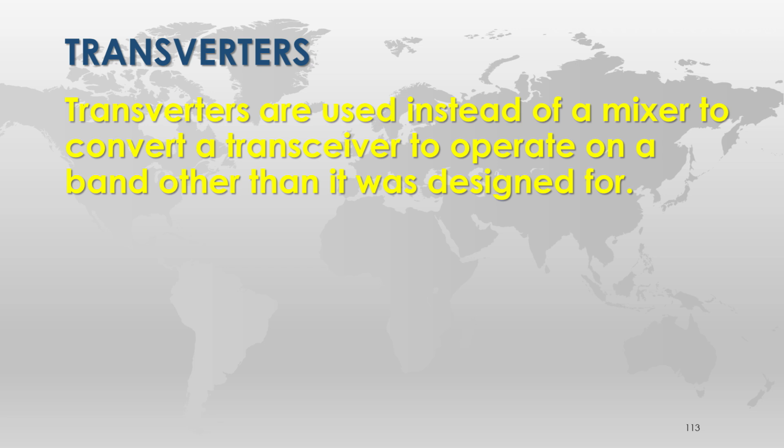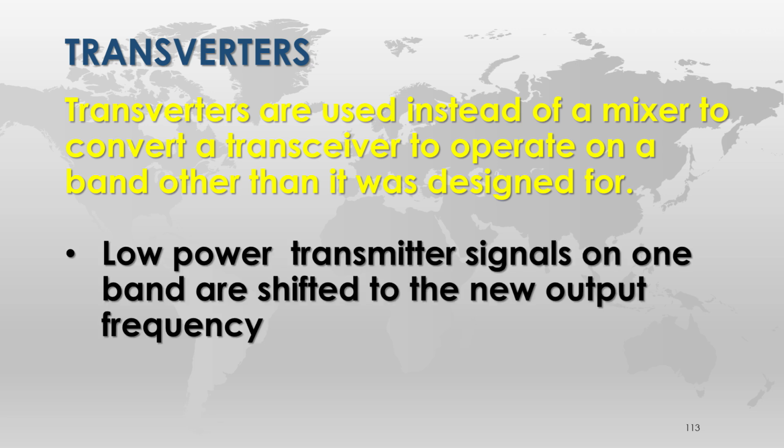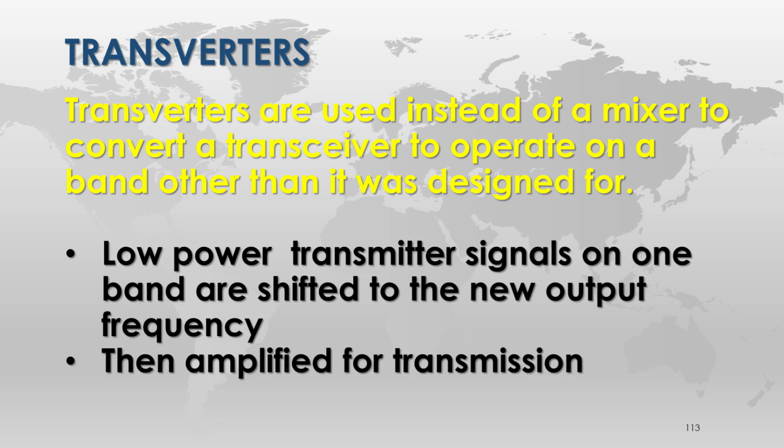Transverters are used instead of a mixer to convert a transceiver to operate on a band other than it was designed for. So I've got a 2-meter radio right here, and if I have a 6-meter transverter, that's 2 meters to 6, I can plug it in and it'll convert that radio's output that's intended for 2 meters so that it goes out on 6. That's a transverter. Low power transmitter signals on one band are shifted to the new output frequency, then amplified for transmission.